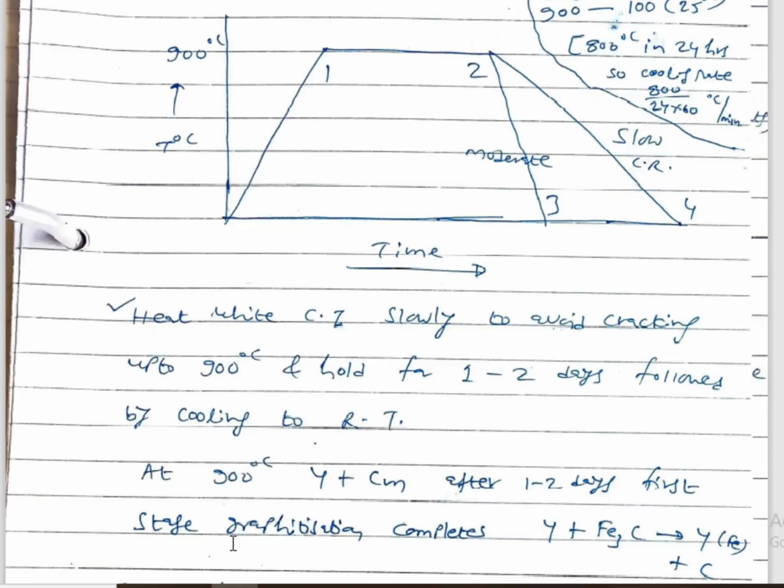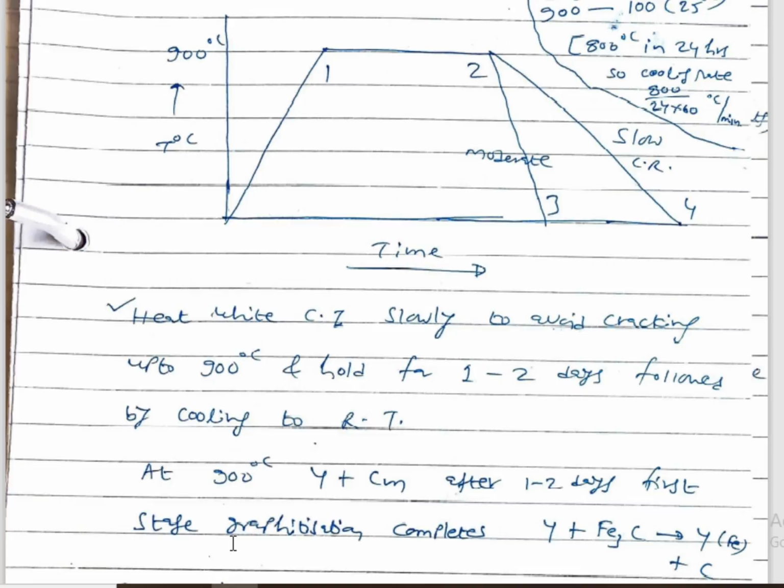So when you hold the white cast iron casting at the temperature of 900 degrees centigrade, at this temperature actually austenite plus cementite will be present in the microstructure. So what will happen? The cementite will get disintegrated into iron and carbon when you hold the white cast iron casting at 900 centigrade temperature for 24 to 48 hours.